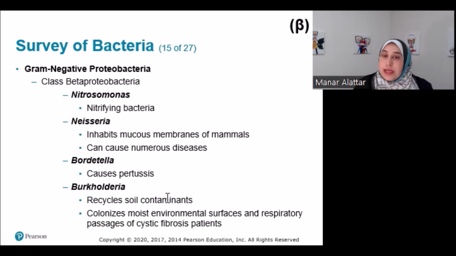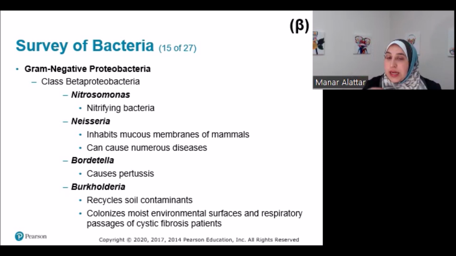Then we have Bordetella. Bordetella is the causal agent of whooping cough. Whooping cough has decreased in its incidence in the US because of the vaccine DTaP, which we had mentioned already. So DTaP is diphtheria, tetanus, pertussis. Pertussis is the name for whooping cough. And so it protects against these different diseases and has decreased the cases of whooping cough in the US. Then we have Burkholderia.